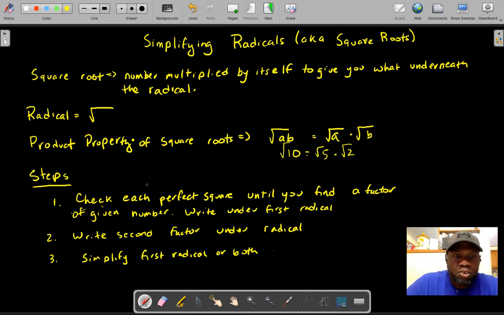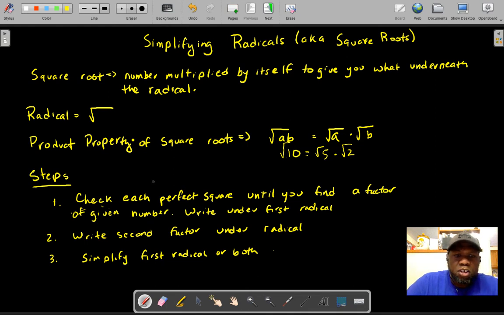The steps are: number one, when we're simplifying a radical, we want to check for each perfect square until we find a factor of a given number. Then write that as the first radical. You're like, what are we talking about? How are we going to do this? You'll see in a second, but I just want to give you the steps, and we'll talk about it more in depth.